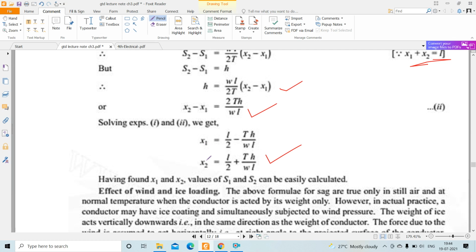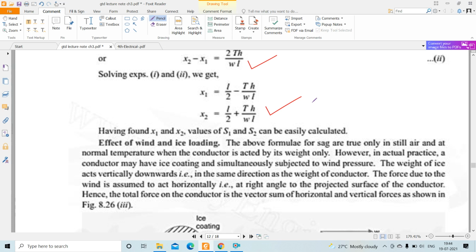So we can find x1 and x2 by knowing the values of S1 and S2, and by putting the values of L, T, H, W, L, we can calculate x1 and x2. So these are the equations or formulas for when the conductors are at unequal level.